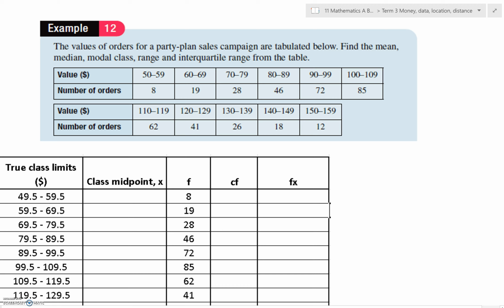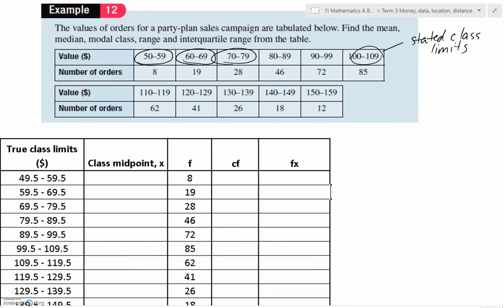You've got all of these ranges, and each one of those is called the stated class limits. That's what it says it actually covers. And you've got the number of orders in each of those classes below them, which is just set out in a frequency table. But we don't need to use those stated class limits. We actually need to use the true class limits.